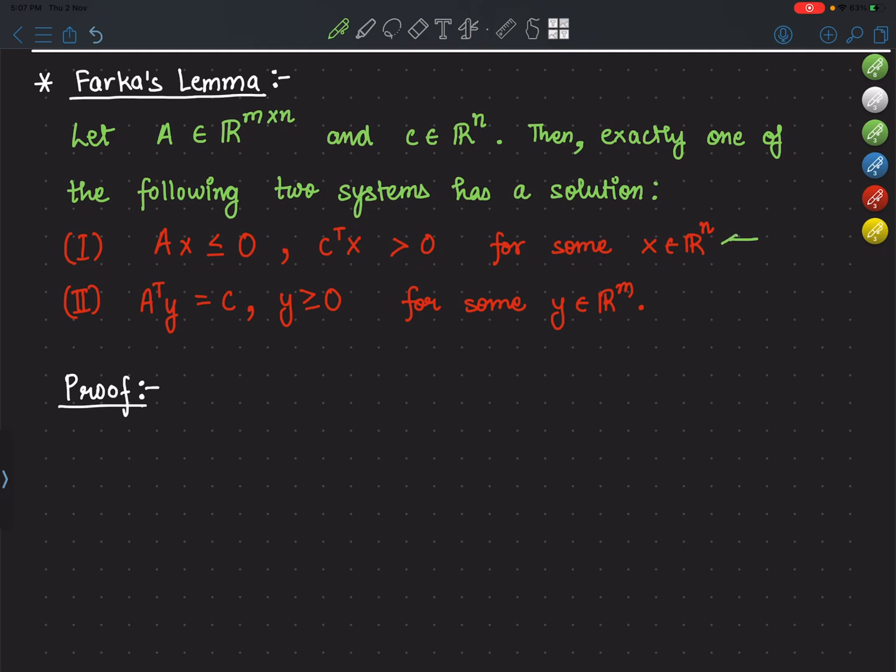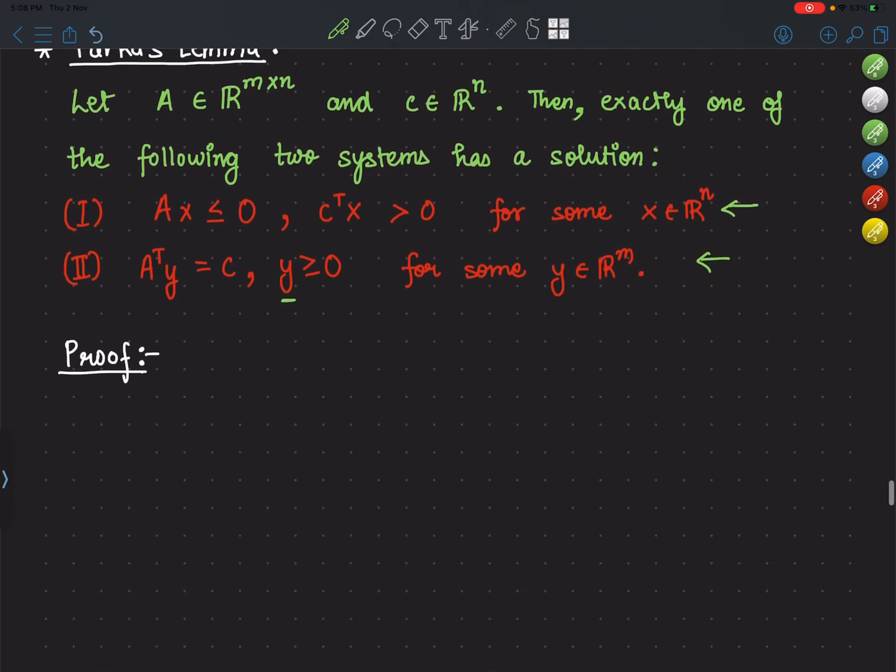One of these conditions is true: either there exists x such that Ax is less than or equal to 0 and C transpose x is greater than 0, or there exists a vector y such that A transpose y equals C, where y is greater than or equal to 0. All the components of y should be non-negative. That's what this means. Now let's try to prove it.